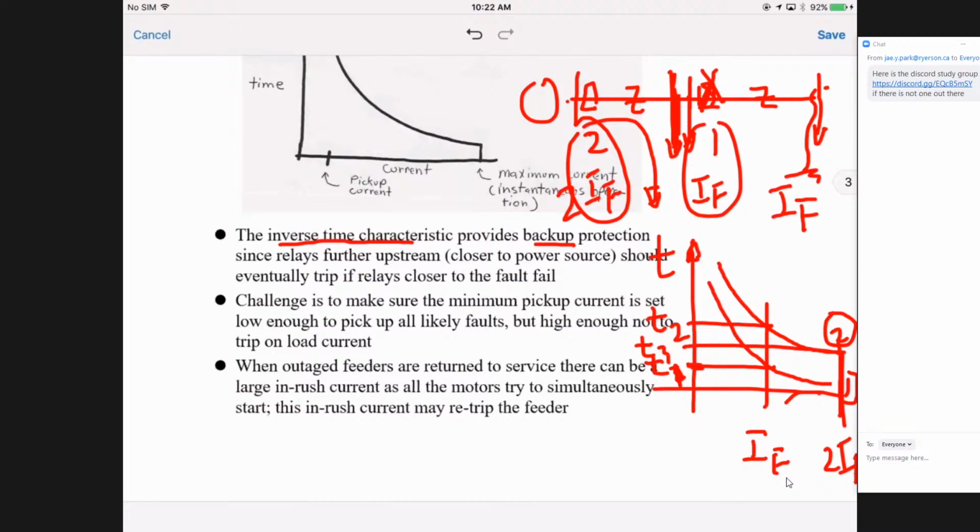So it can distinguish. If it's not the circuit breaker's prime responsibility, it will wait until breaker 1 cannot operate, then it operates. But if it falls into its own responsibility, that means the fault is twice as high, then it will operate faster.